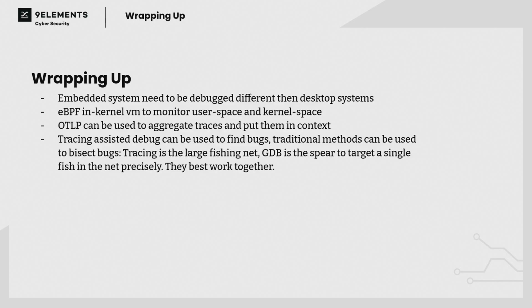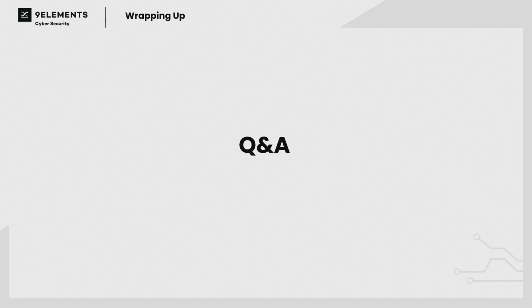Or how I like to say that, tracing is the large fishnet to catch them all, but not one specifically, while GDB is the actual spear to find the fish that is really the problem in the bunch. And they always work best together, having tracing-assisted debugging to figure out the rough direction that you need to go, and then GDB to actually find the real bug. And that's about it. Thank you very much for listening.